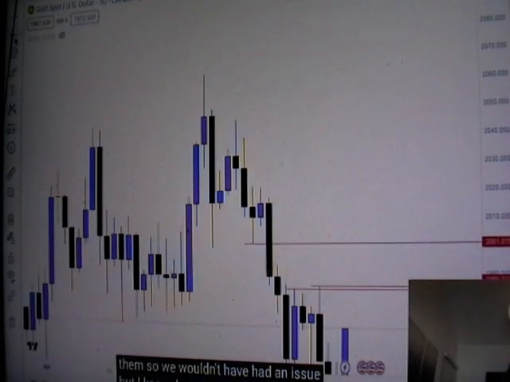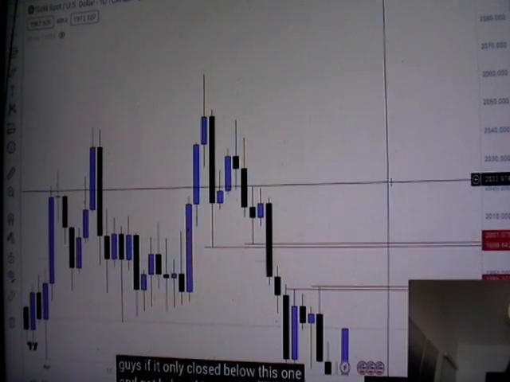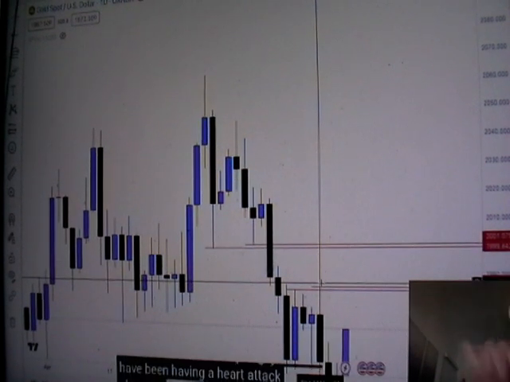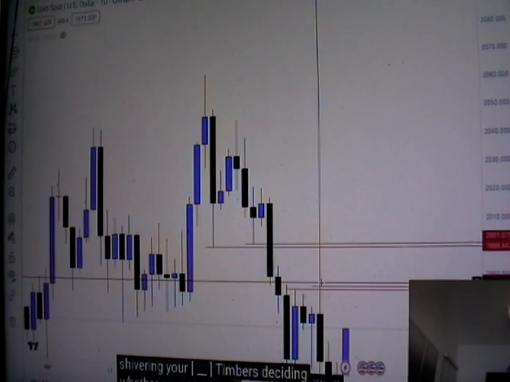But I know damn well that some of you guys, if it only closed below this one and not below this one, you guys would have been having a heart attack, shivering your timbers, deciding whether or not to take a short.